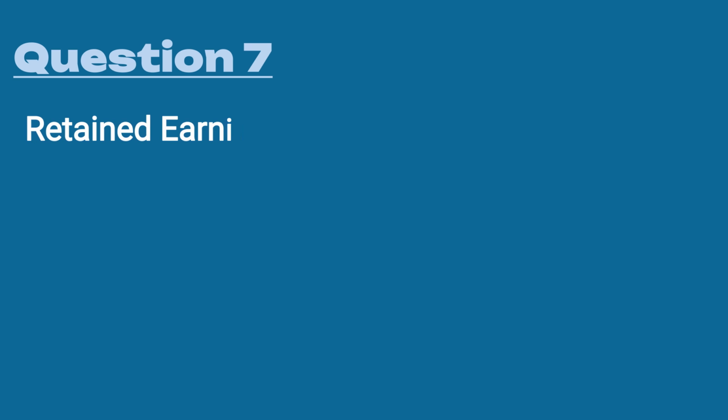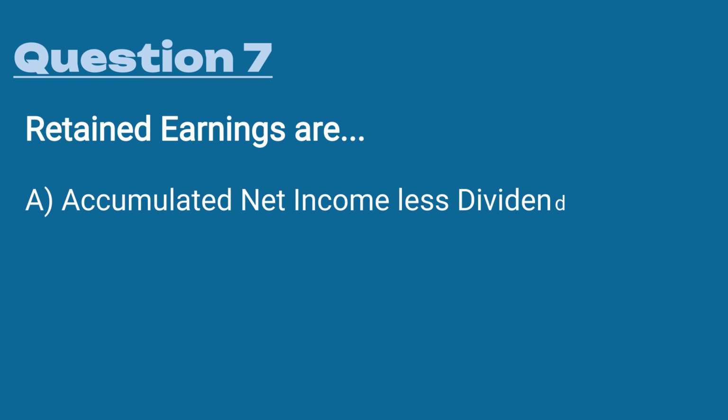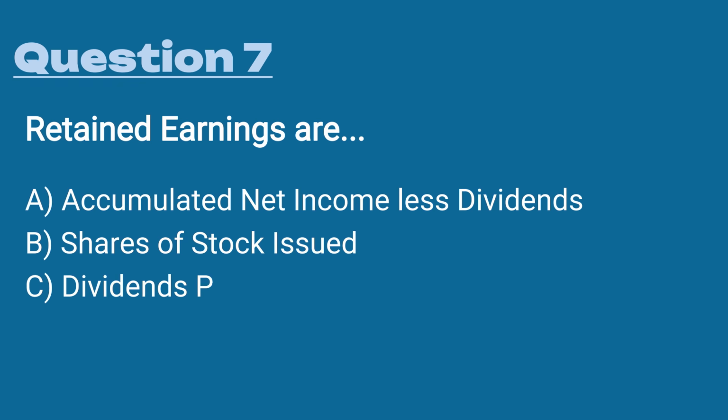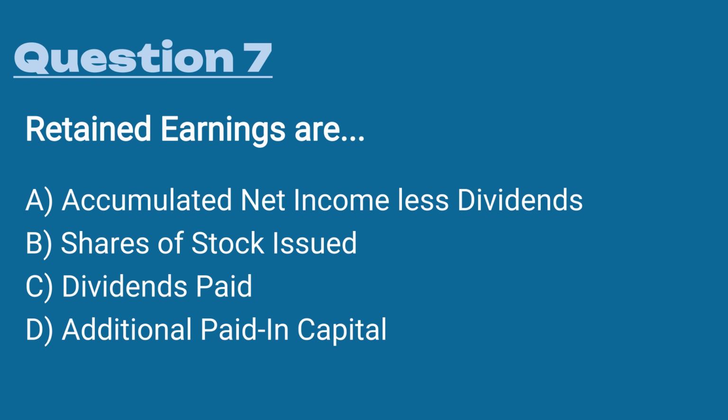Question number 7. Retained earnings are A, accumulated net income less dividends, B, shares of stock issued, C, dividends paid, D, additional paid in capital.